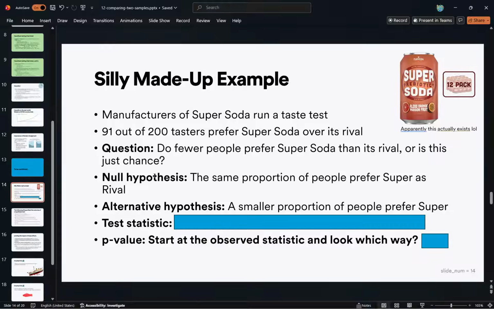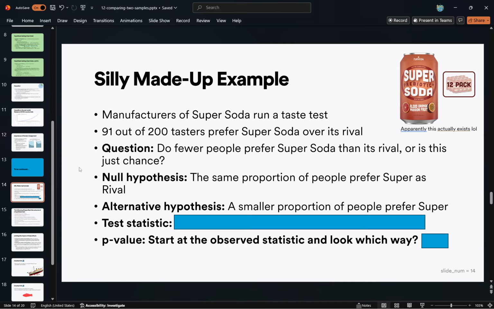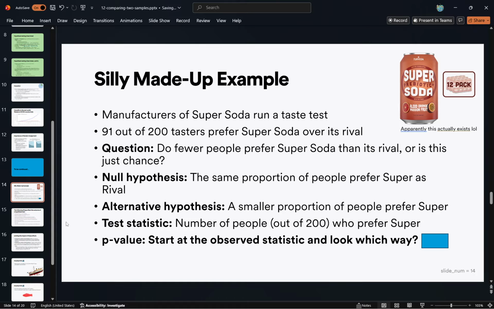Like we want to know how many people wanted Super Soda. That's a number that we could come up with, right? Another number would be how many people prefer the rival. That's a different number that's still proportional, right? And just in a different direction. Another number that you could come up with is the proportion of people who prefer Super Soda. So you could do 91 divided by 200. That's another number that you could use here, right? So you have a bunch of statistics that you could choose from, but let's just do number of people because that's similar to what they did in their original test. Might as well keep it the same.